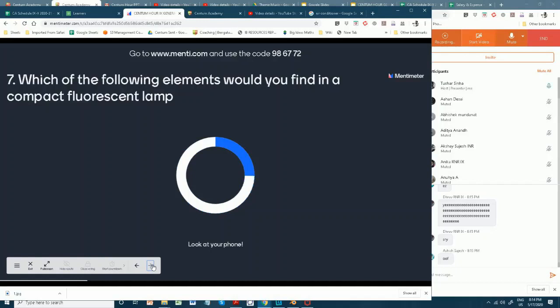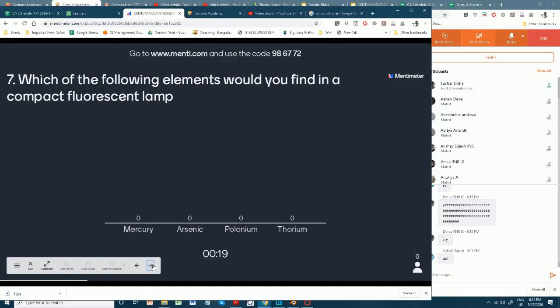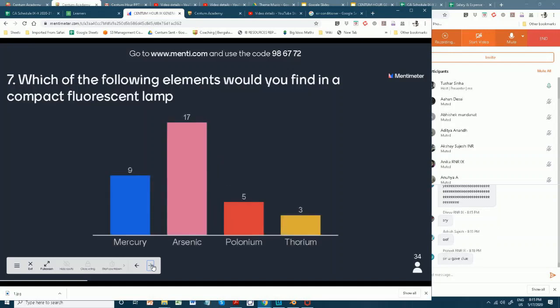Which of the following elements would you find in a compact fluorescent lamp? It should be easy. Very dangerous element. It causes a disease called. Can you name the disease which it causes? Excessive exposure to. So what is the. Still people could not get it. So what is the name of the disease?